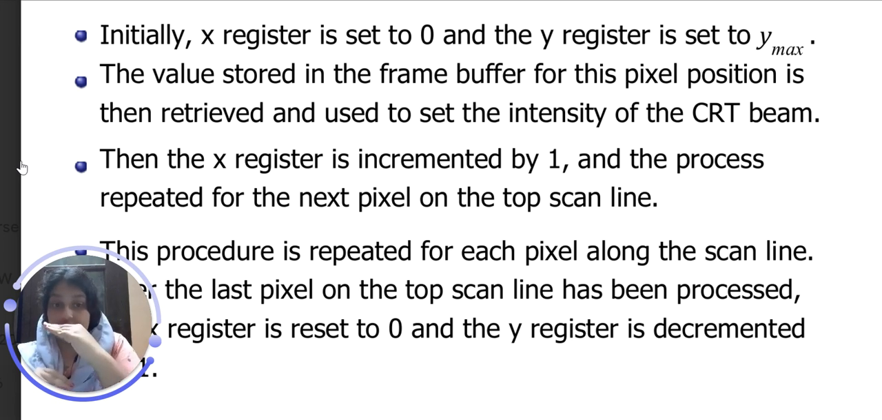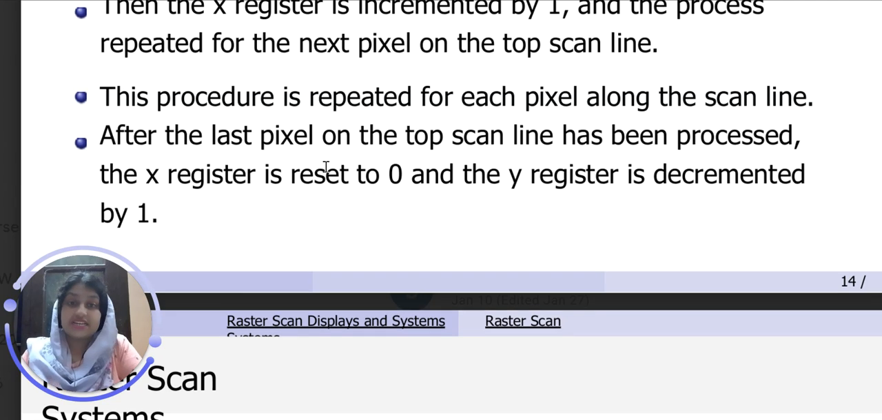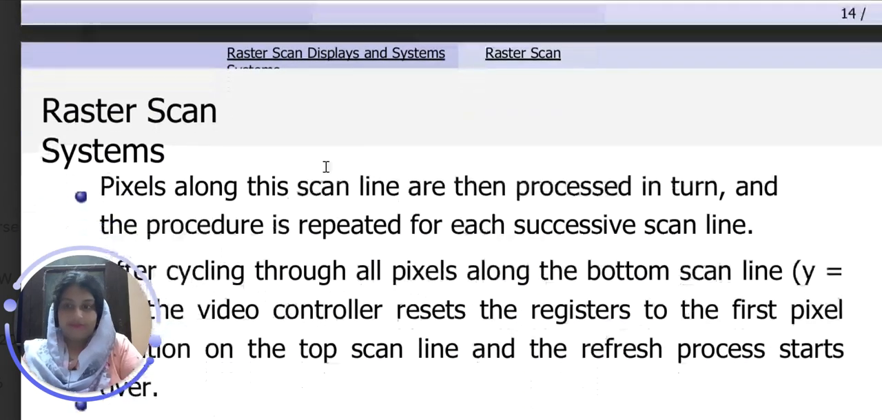Then the X register, which was 0, will be incremented by 1. Once the process is done, the X register will be incremented by 1 and the process repeated for the next pixel on the top scan line. This procedure is repeated for each pixel along the scan line. After the last pixel on the top scan line has been processed, the X register will be reset to 0 and the Y register is decremented by 1.